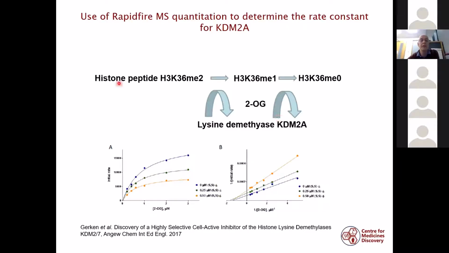So this is for conversion of a histone peptide. So this histone peptide is demethylated twice by this enzyme in the presence of 2-oxoglutarate, and here you can measure the enzyme kinetics at different concentrations.